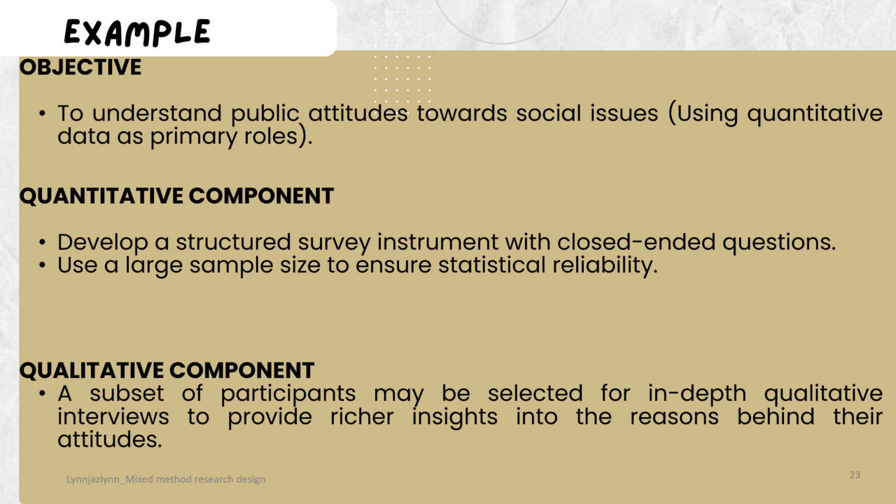For example, the objective of the researcher is to understand public attitudes towards social issues using quantitative data as the primary role. So in the quantitative component, they have developed a structured survey instrument with closed-ended questions. They are using a large sample size to ensure statistical reliability. In terms of the qualitative component, a subset of participants may be selected for in-depth qualitative interviews to provide richer insights into the reasons behind their attitudes.